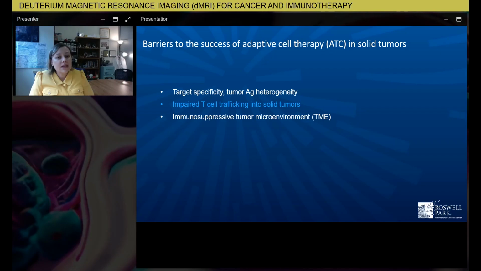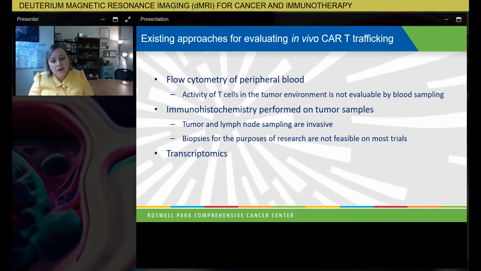And then once they get in, the other issue could be the immunosuppressive tumor microenvironment. So the cells may be able to get in, but they're not able to fire up and actually kill the tumor. And this is known because TILs, so tumor infiltrating lymphocytes, have been detected previously for decades. It's been known that the immune system can enter the tumor, but whether it kills it or not is a whole other story. So currently, CAR T cell trafficking is something I'm going to focus on because that's what I'm developing deuterium imaging for.